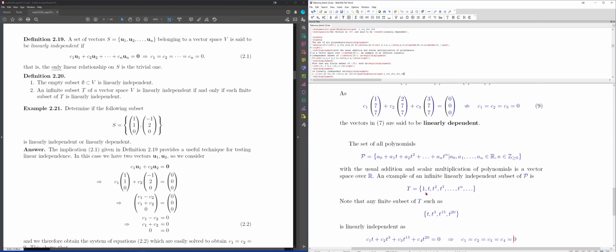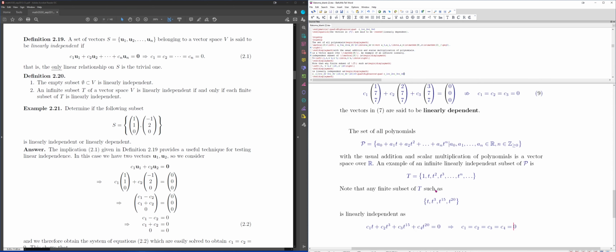So how do you check for linear independence if you have an infinite subset? Well, you can't really form this sort of vector equation with an infinite amount of terms and examine all the coefficients. It's not impossible, but probably a little difficult. So what you do is you consider any finite subset of T. Given this, you look at any finite subset and subject it to this test over here.